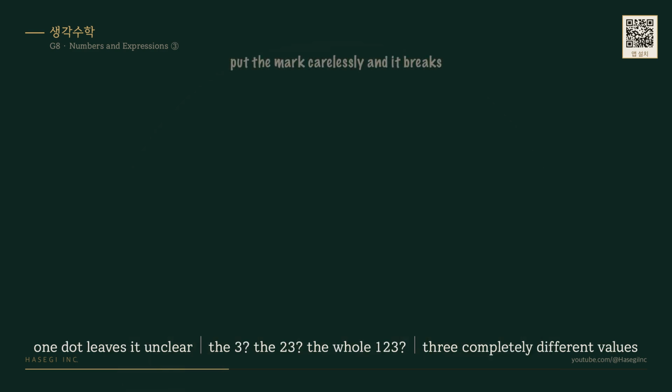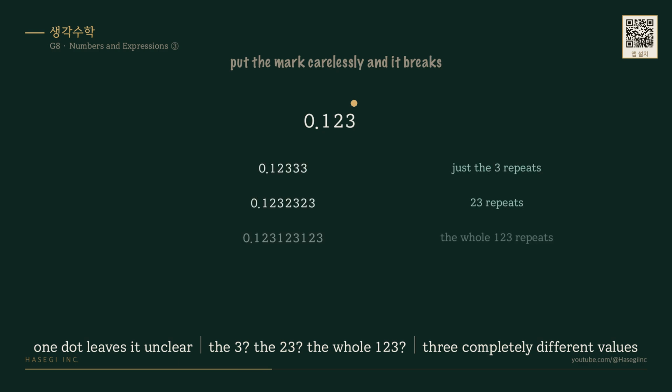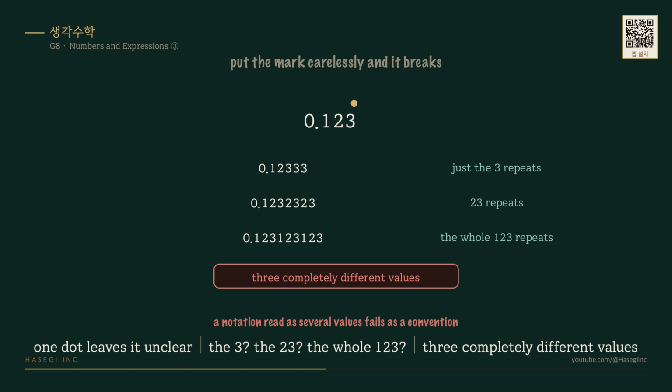But the mark cannot go just anywhere. Put a single dot somewhere on 0.123, and the reader cannot tell whether the 3 repeats, or the 23, or the whole 123. Those are 3 completely different values. A notation that can be read as several values has failed as a convention.